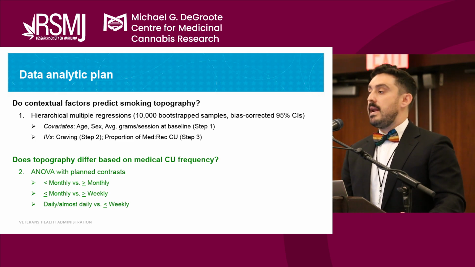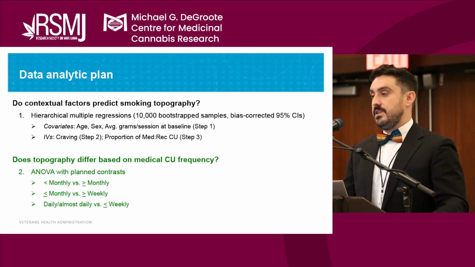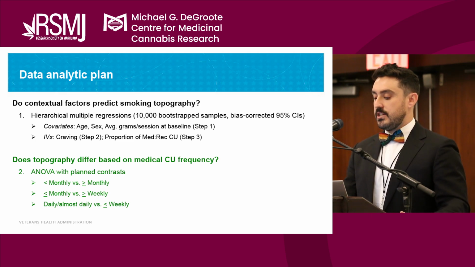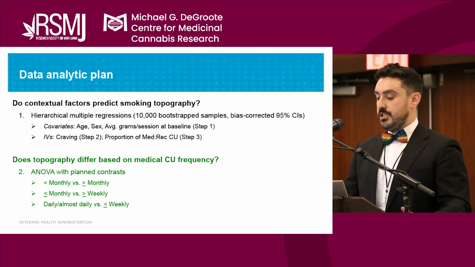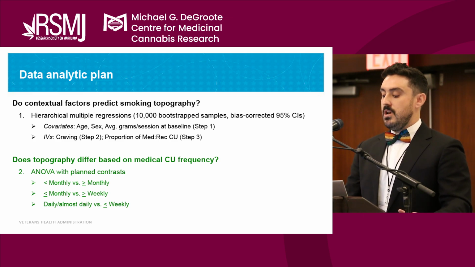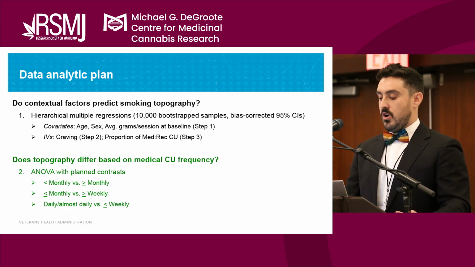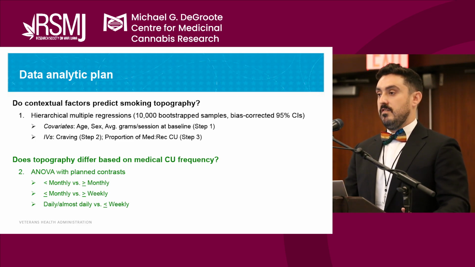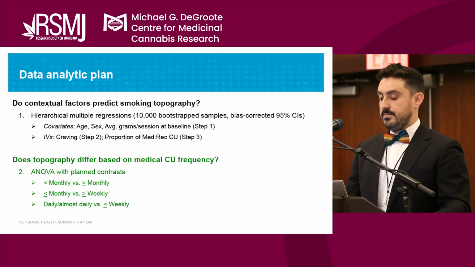And to address our main aims and hypotheses, we tested a series of hierarchical multiple regressions to examine whether these contextual factors and the proportion of medical to recreational cannabis use predicted different smoking topographies. And then we also tested an ANOVA with planned contrast to examine whether smoking topography differed based on one's frequency of baseline medical cannabis use.